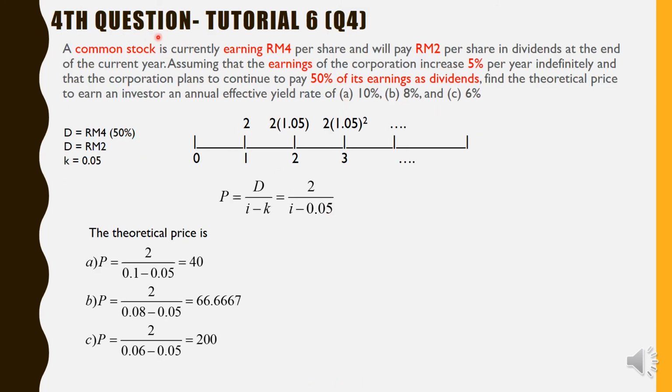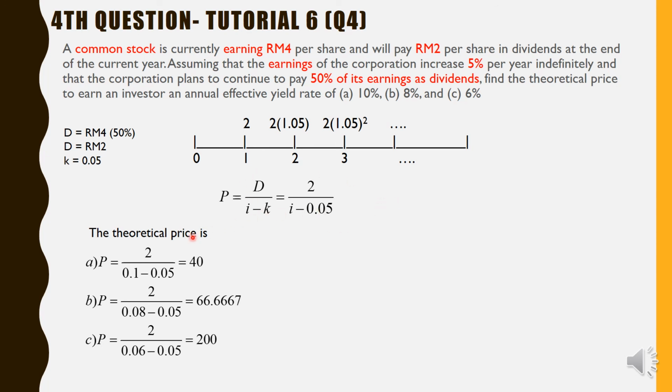So for now, I'm going to move on to my fourth tutorial question. For this question, this is common stock, and the dividend is RM2 because it states that 50% of its earnings will be paid as dividends. So RM4 times 50% is RM2, and we assume the earnings of the corporation increase 5% per year indefinitely. So K is 0.05. The question wants us to find the price of the stock when the interest is 10%, 8%, and 6%. From the previous slide, the price of common stock is D over I minus K, which equals 2 over I minus 0.05 in this case.